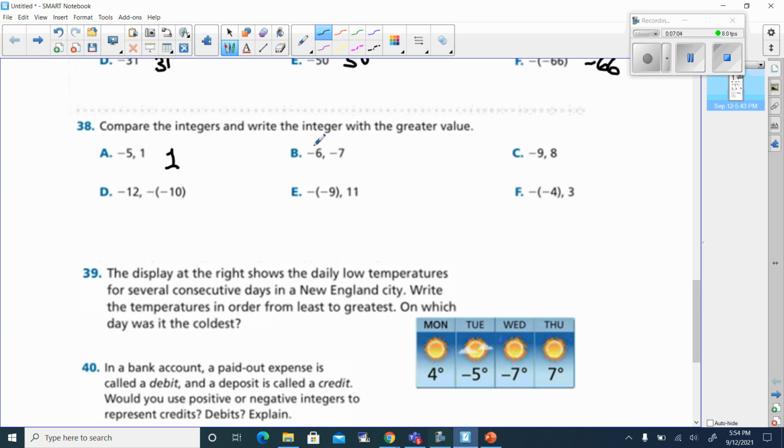Okay. For B, -6 and -7. Remember, -7 is going to be farther left on the number line. So -6 is a greater value. Look at it like money. I owe less money, right?